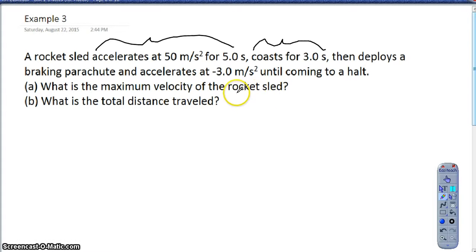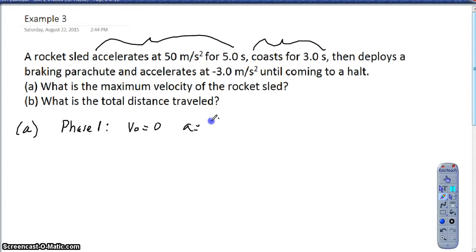So for part A, what is the maximum velocity? Well, when is it going to reach its maximum velocity? That's going to happen at the end of its acceleration phase, right? So really, for part A, all I need to do is look at that first phase of motion. For phase 1, if you will, I should have said in this example that it starts at rest, but we will assume that it's starting at rest unless they tell us otherwise.